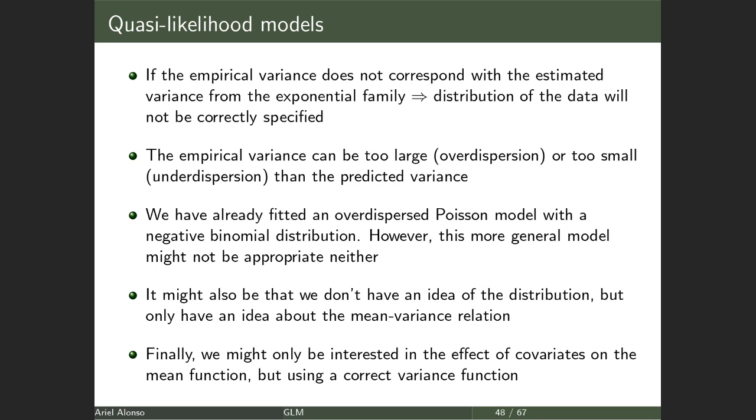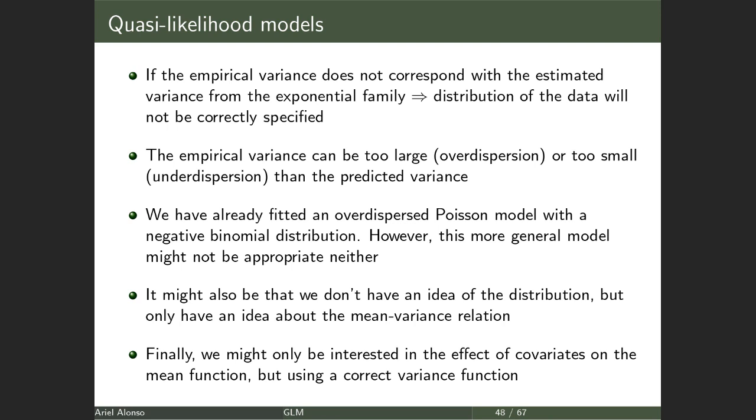Now, let's have a look back again at the quasi-likelihood models. Now you will see that a lot of things that we saw before can be framed in a very rigorous framework. So what you do in the quasi-likelihood model is that you use some kind of different variance function. When you use quasi-likelihood, what we saw is that sometimes the empirical variance does not correspond with the variance predicted by your model.